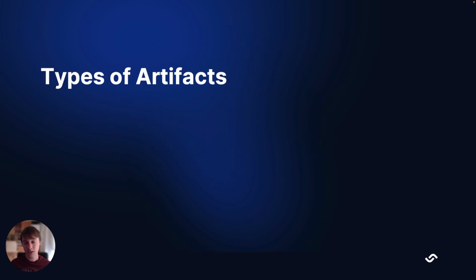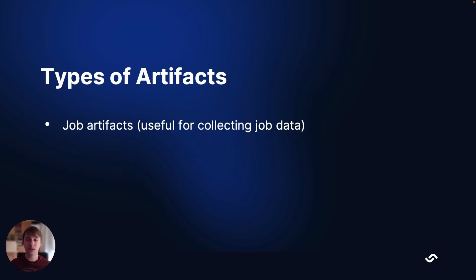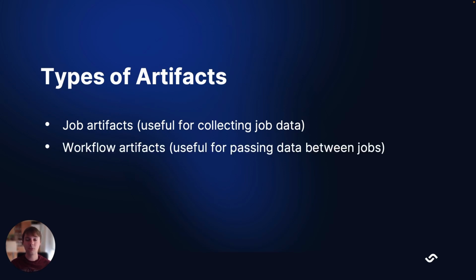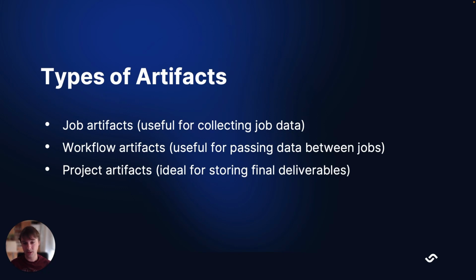So what are the types of artifacts that we have? Firstly, we have job artifacts. These are useful for collecting job data. Secondly, we have workflow artifacts. These are useful for passing data between jobs. And thirdly, we have project artifacts. These are ideal for storing the final deliverables of your workflow.